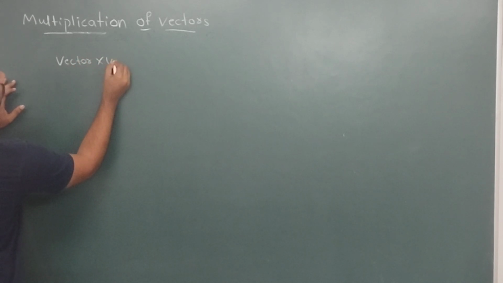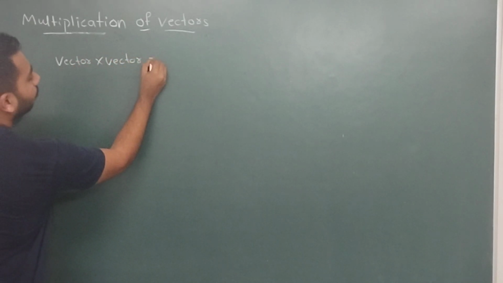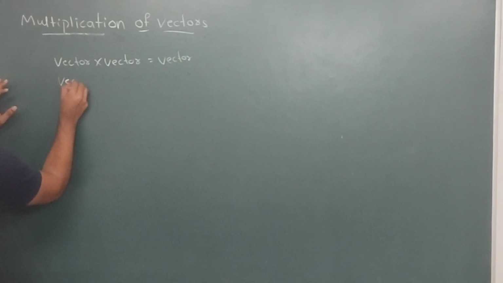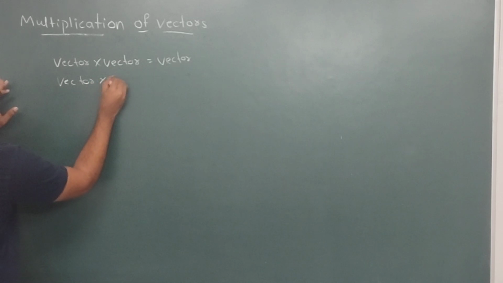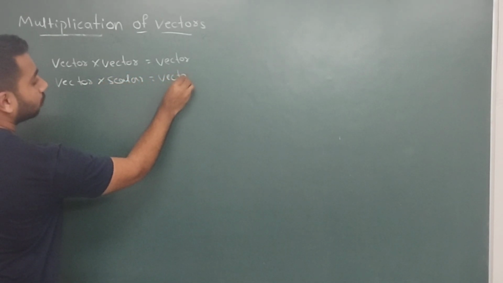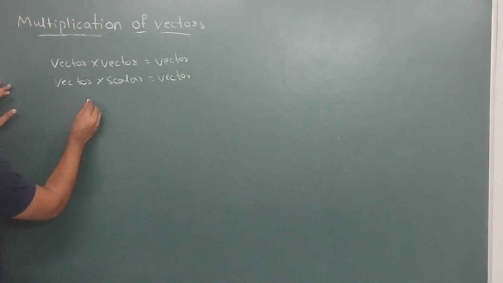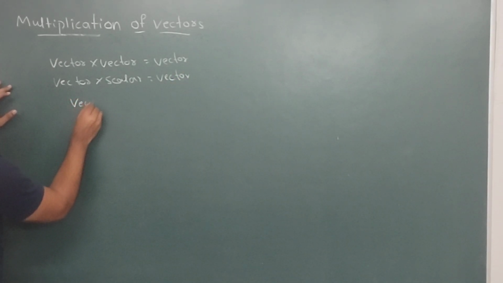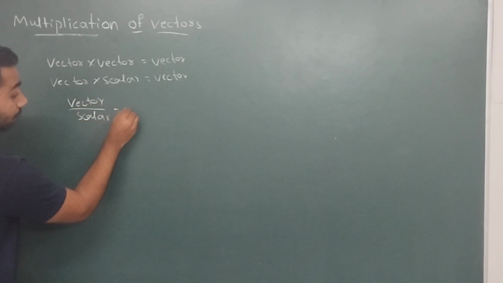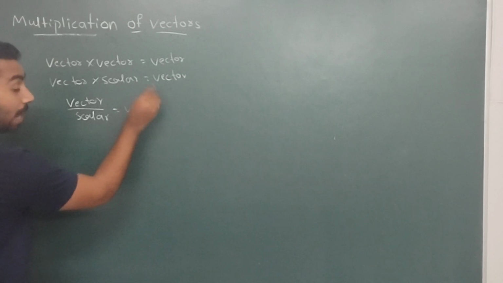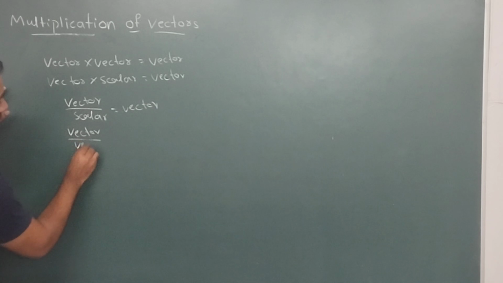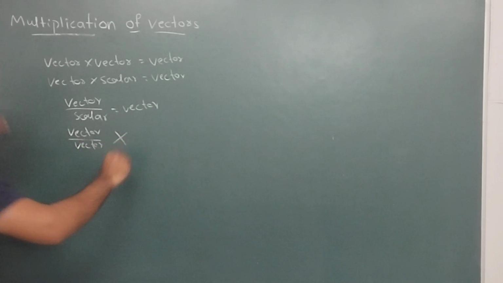a vector with a vector, you will get a vector. When you multiply a vector with a scalar, you will again get a vector. When you divide a vector by a scalar, you will get a vector. But when you divide a vector by a vector, this case doesn't exist.